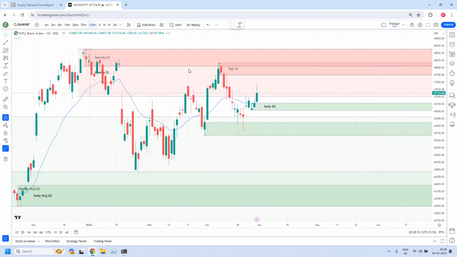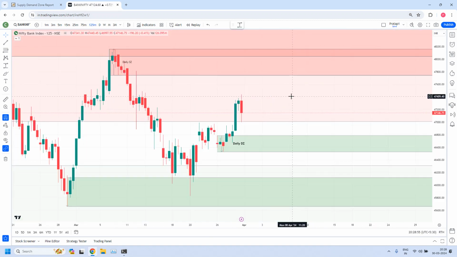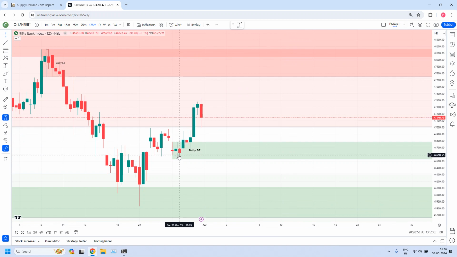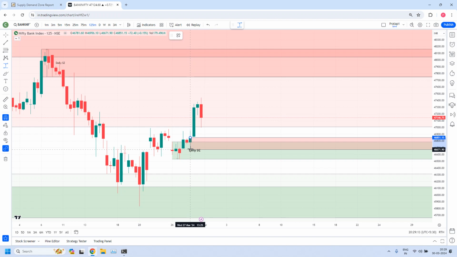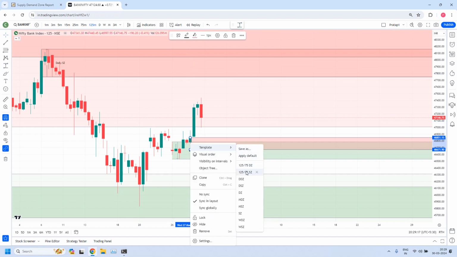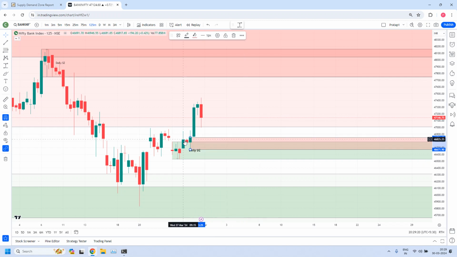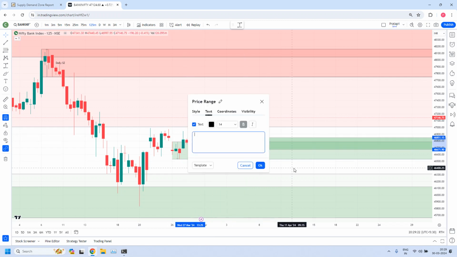So let me go to the 125 minutes time frame. So this is the one: 27 March 9:15, 2 base candles and again a rally candle. So this is 125. This is having a zone confluence with the daily zone. This is the 125 minutes demand zone. I mean, high liquidity demand zone.